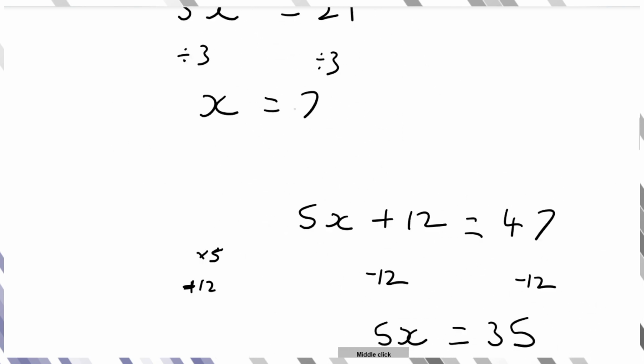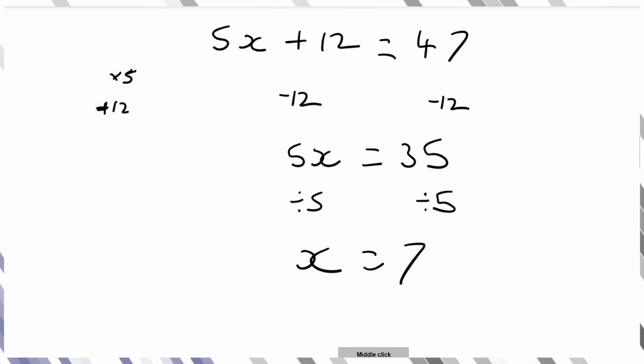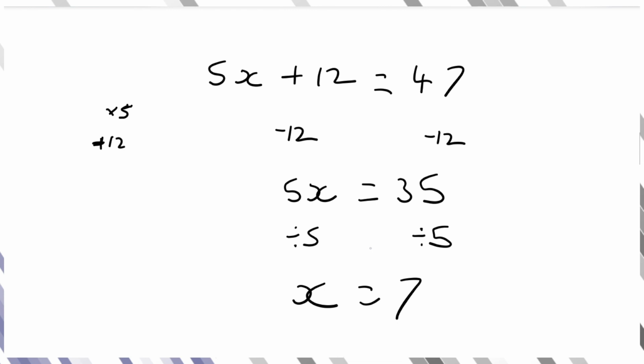Same as the last one. X is 7 in both of those. So we can check it. We can do 5 7s plus 12. 5 7s are 35. 35 plus 12 gives us 47, so that must be correct.